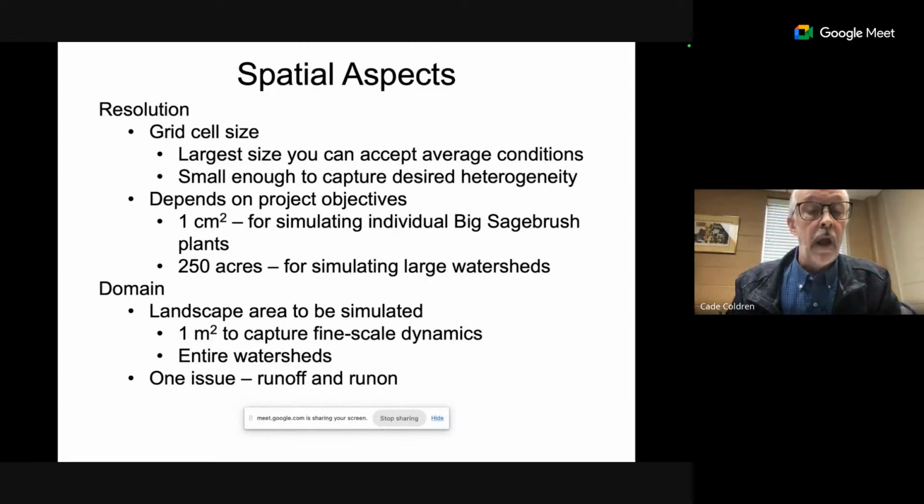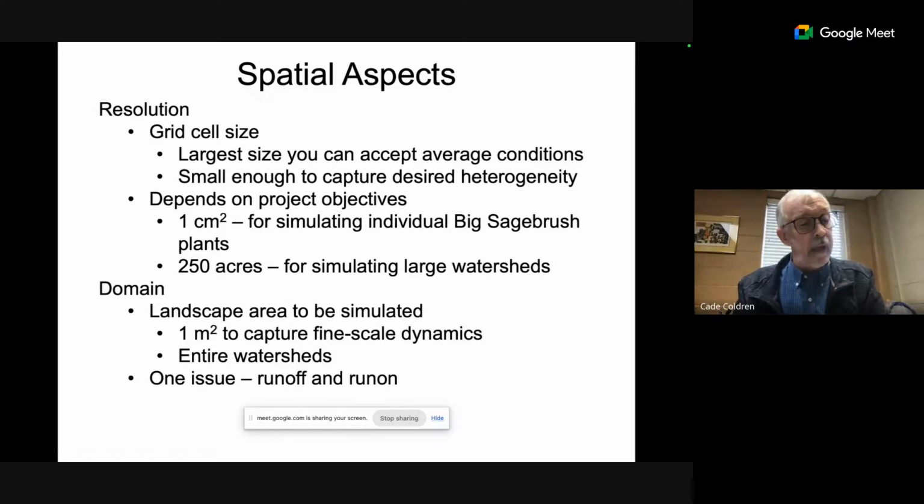We've gone as small as 1 square centimeter when our entire simulation was one individual big sagebrush plant. And we've gone all the way up to a cell size of 250 acres when we're simulating large watersheds. And then the other spatial aspect is the domain. What is the spatial extent of the area that we are simulating? For the big sagebrush plant, that was 1 square meter. Typically nowadays, we do entire watersheds.